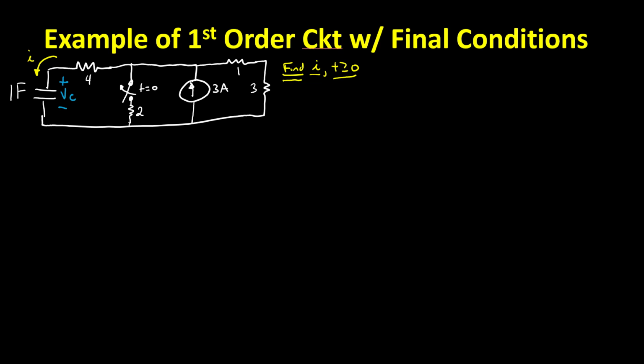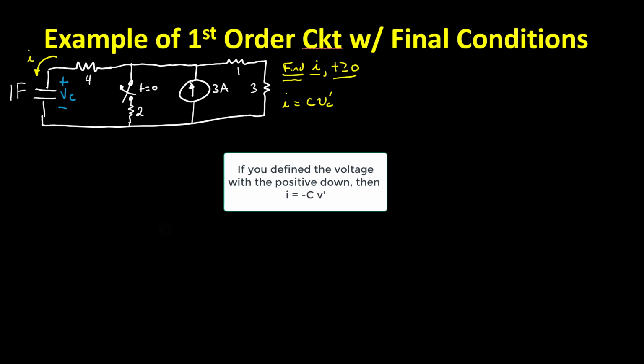Since we're defining our current going into the top, it's most natural to define our voltage across the capacitor in this method, with the current going in the more positive, exiting the more negative, because with that definition we can say I equals C dV dt. All right, so let's begin.